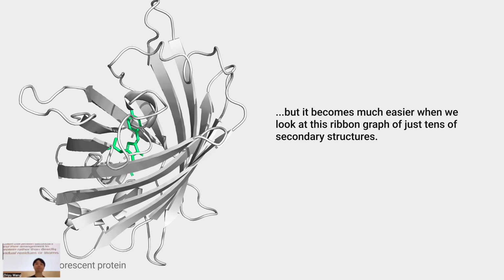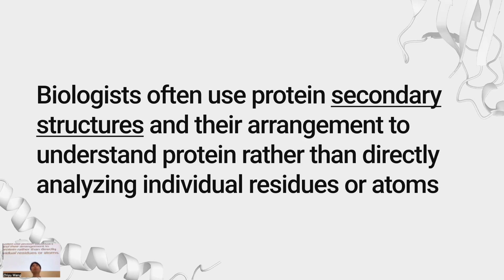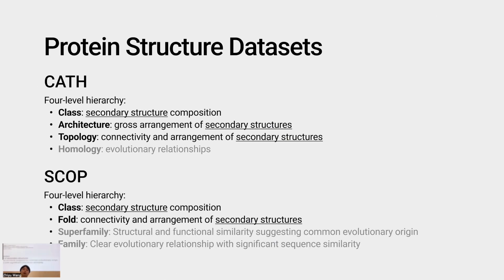focusing on residues. For biologists, it is also true that proteins can be more easily understood based on secondary structures and their arrangements rather than directly analyzing the residues. For example, biologists use secondary structure to classify proteins, like the popular protein structure databases CATH and SCOP. They both employ a 4-level hierarchy to classify proteins. Three out of the four levels of the CATH dataset are based on secondary structures, and half of the levels in the SCOP dataset are based on the protein secondary structure and the arrangements. So we can easily see that secondary structure composition and arrangements are very important for biologists to analyze proteins.